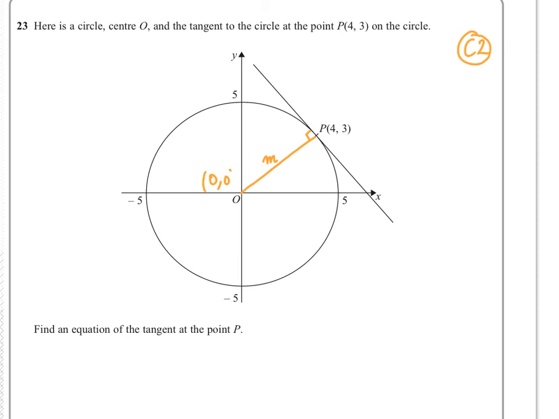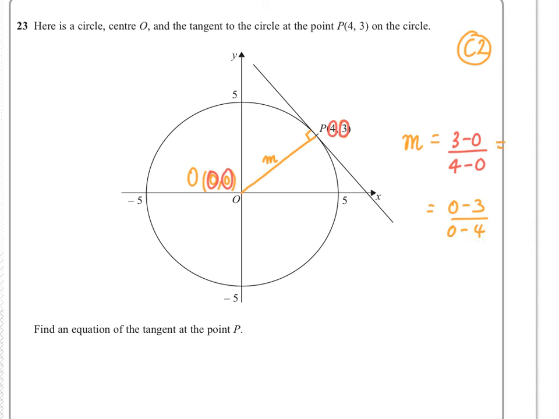Well, this coordinate here is 0, 0, and we'll call this capital O. So the gradient will be the change in y over the change in x. So I'm going to do this value of y, so I'll change the colour of the pen. So I've got 3 minus 0 divided by 4 minus 0. Please note that you could have also done 0 take away 3, which I'll write down here, divided by 0 take away 4. It doesn't matter which way you go, as long as you do the same way each time.